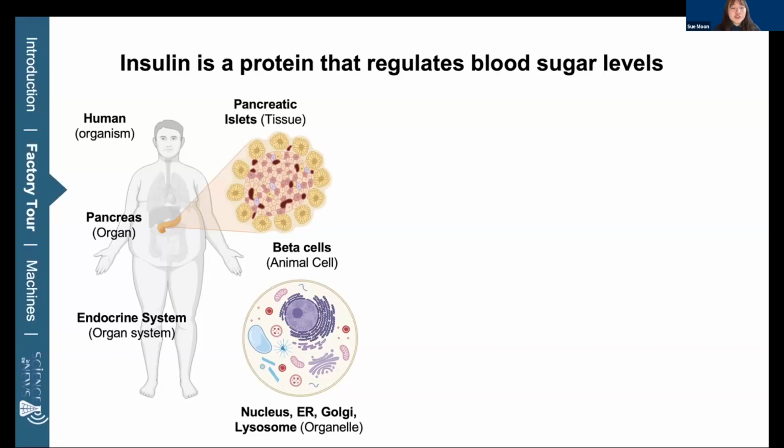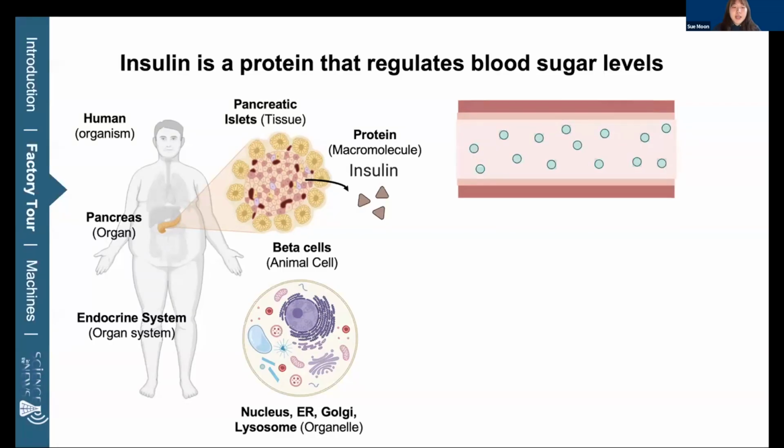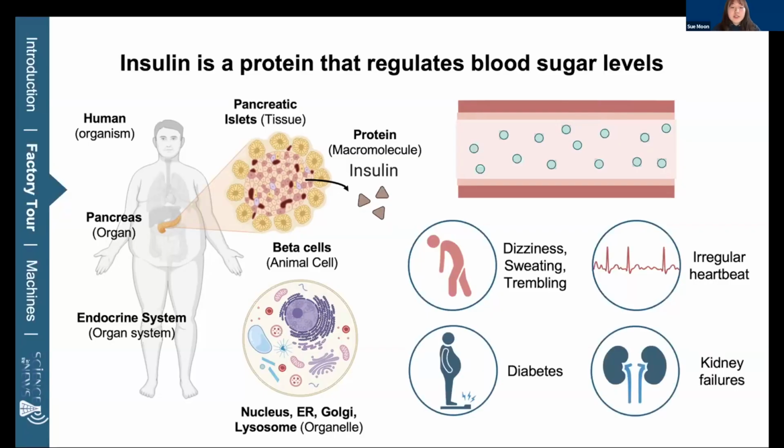These organelles are involved in creating, discarding, modifying, or transporting macromolecules. And the organelles within these beta cells work together to produce insulin molecules. Insulin is a small protein that regulates blood glucose levels. And if we cannot make insulin properly, our body will not be able to regulate blood sugar levels. So, low blood sugar levels can result in dizziness, sweating, trembling, or irregular heartbeats. And high blood sugar levels can lead to diabetes or kidney failures.